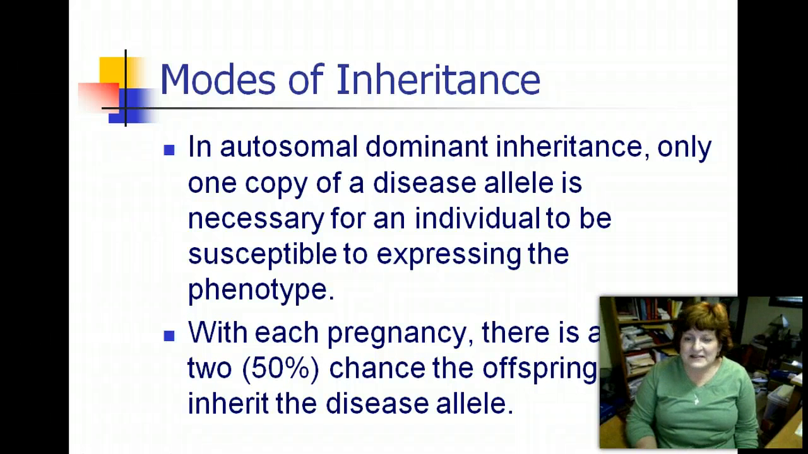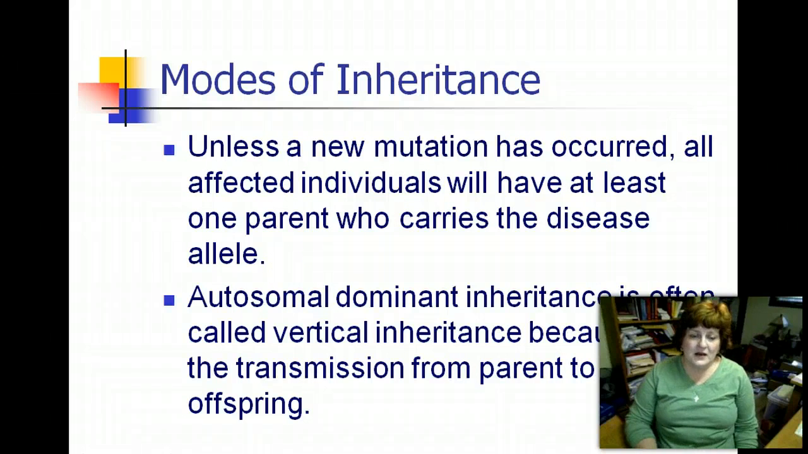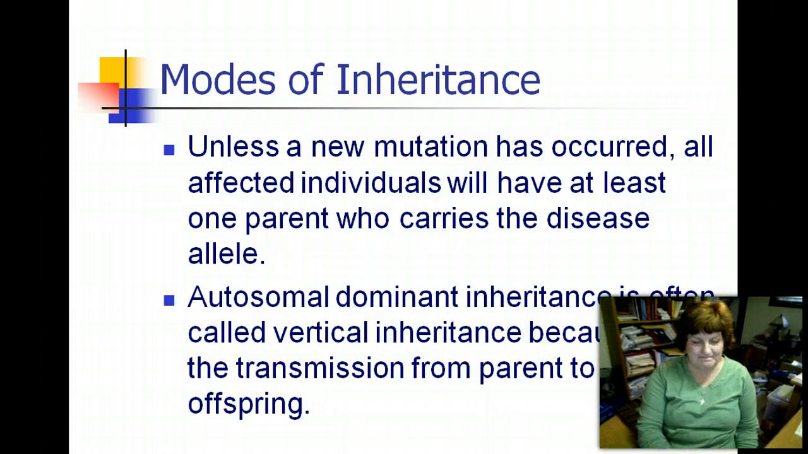In autosomal dominant inheritance, again affecting only chromosome pairs 1 through 22, only one copy of the diseased allele is necessary for the individual to be susceptible to expressing the phenotype. So with each pregnancy, there's a 1 in 2, or 50%, chance that the offspring will inherit the diseased allele and therefore express that phenotype. Unless a new or spontaneous mutation has occurred, all affected individuals will have at least one parent who carries the diseased allele. Autosomal dominant inheritance is often called vertical inheritance because of the transmission pattern from parent to offspring.